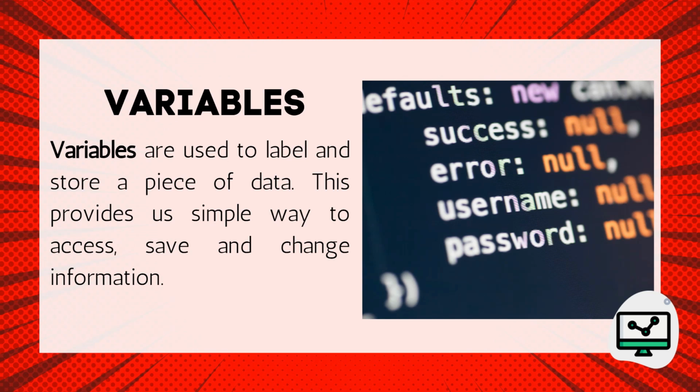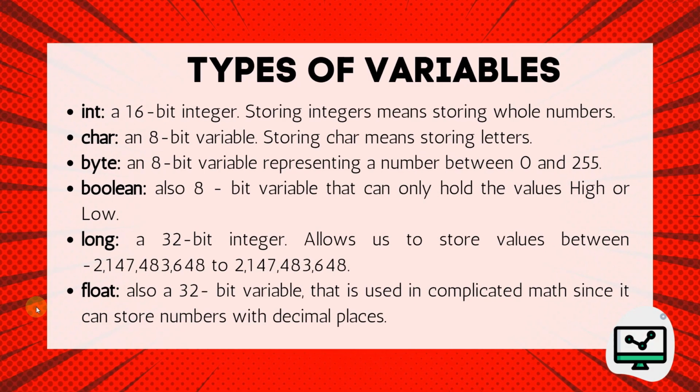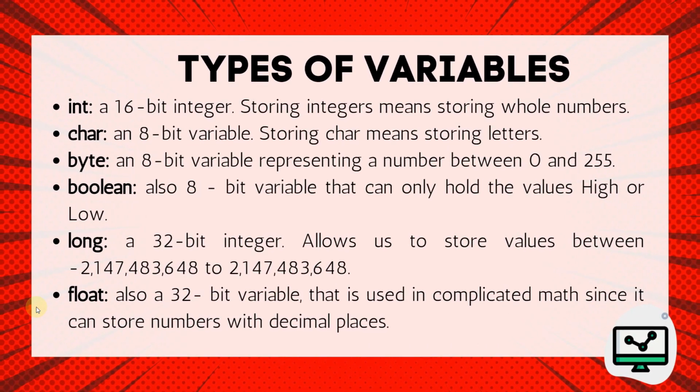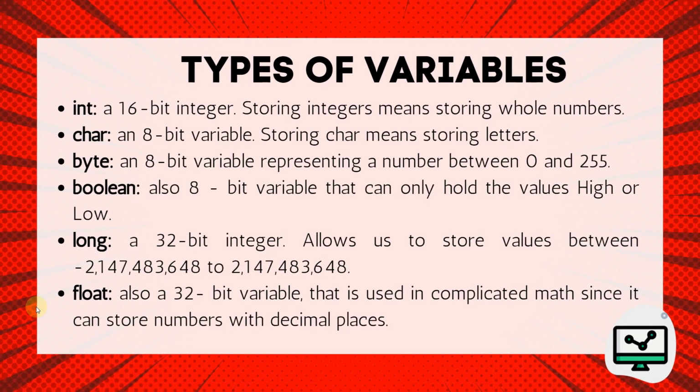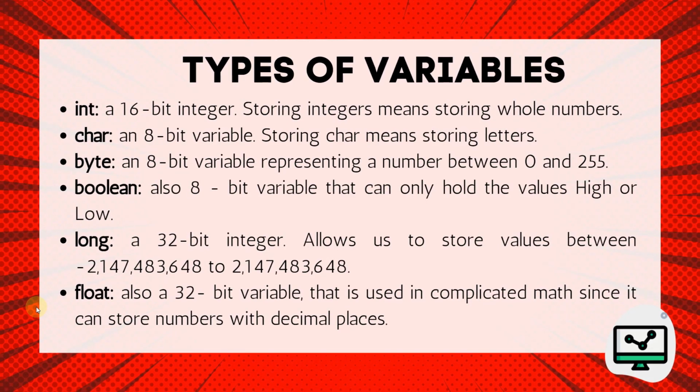There are many types of variables and some of the most common variables are the following. The first one is an int. It is a 16-bit integer. Storing an integer means storing a whole number. It can hold positive and negative numbers ranging from negative 32768 to positive 32767. Char, an 8-bit variable. Storing char means storing letters. It interprets a letter like A or I.